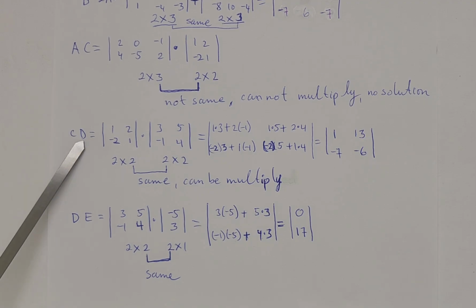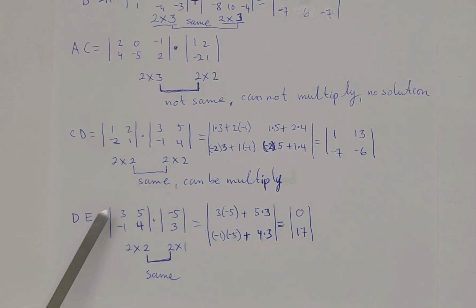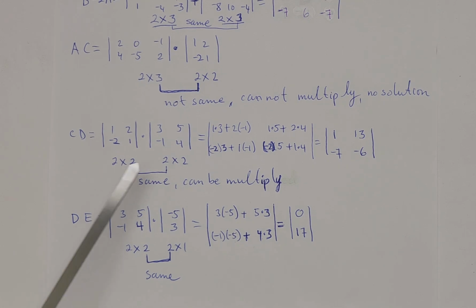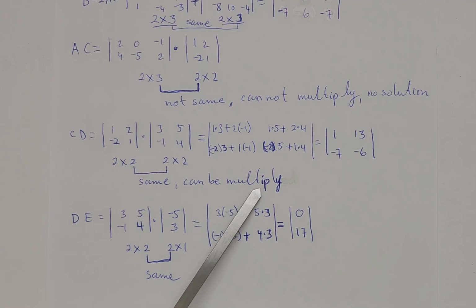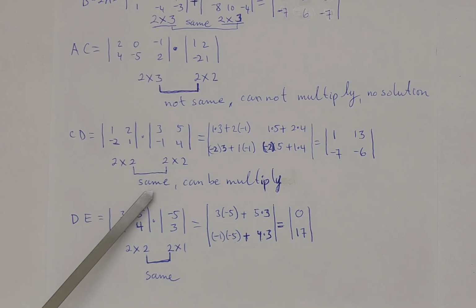So C times D. C is a 2 by 2. D is also 2 by 2. And as you can see, this number and this number are the same, so it can be multiplied. Okay, so one more time. When you multiply matrices, this number and this number must be the same.